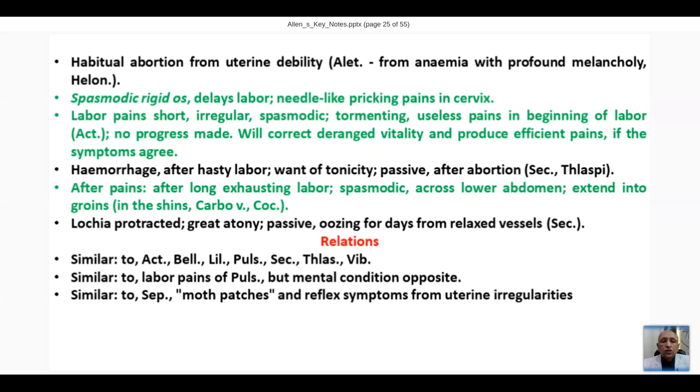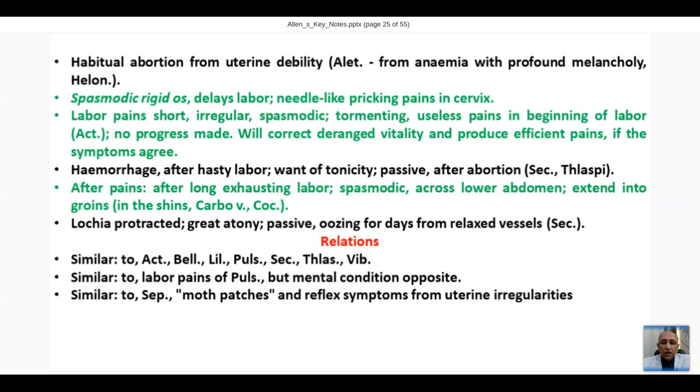See, very nicely he has mentioned how useful this remedy is in your labor room. And then he has given the relationship. Similar to Actaea, similar to Belladonna, similar to Pulsatilla, similar to Caulophyllum, the Viburnum opulus, to all these you have to compare the remedy. Similar to the labor pains of Pulsatilla, but the mental condition is opposite. So Pulsatilla is aggressive, disturbed, irritable because of pains. Similar to Sepia at the level of moth patches and reflex symptoms from uterine irregularity. So these are very important things. This is how we have to learn every remedy.